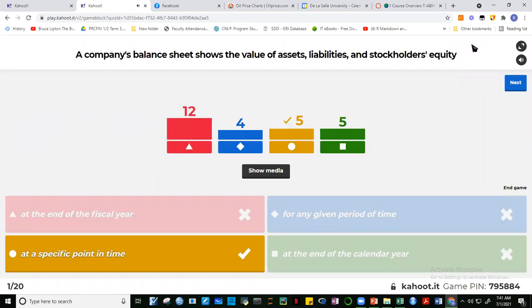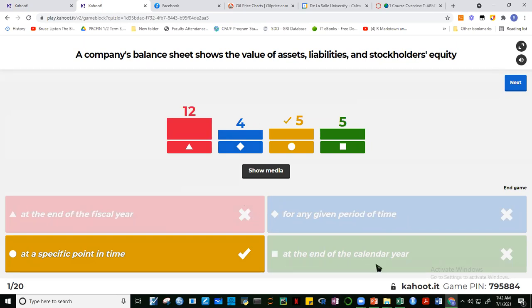Okay, so for the first question, a company's balance sheet shows the value of assets, liabilities, and stockholders' equity. So the answer is at a specific point in time. Okay, so alam naman natin guys na kapag balance sheet, it's a snapshot of the financial position of a company. So makikita natin yung assets, liabilities, and equity on a specific date, no? December 31. Some would prepare their balance sheets on a monthly basis, most on a yearly basis. Tapos yung iba, naka-calendar year, no? At the end of the calendar year. Yung iba naman, on another date, so fiscal year yon.